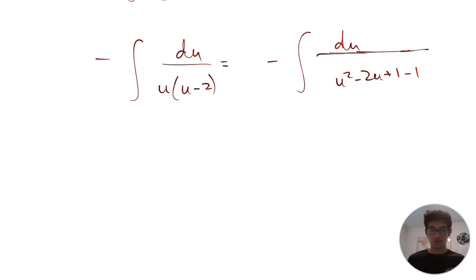And now once you've seen this, you'll know not to repeat it. So there's something to take away regardless. But anyway, this is now u minus 1 whole squared minus 1. Is that correct? Plus 1 minus 1, yep. And then this is du. And then we're doing this integral.